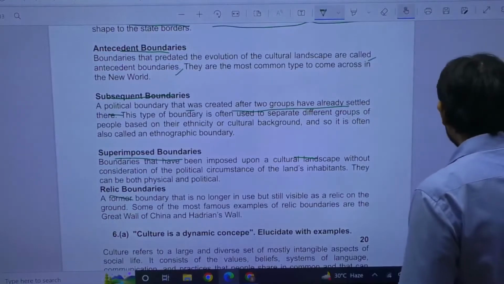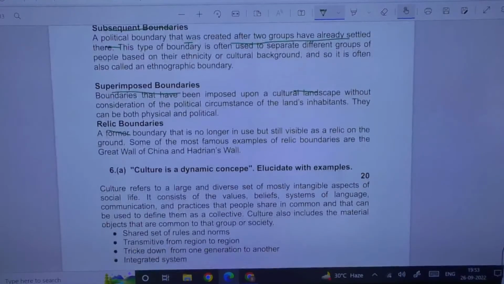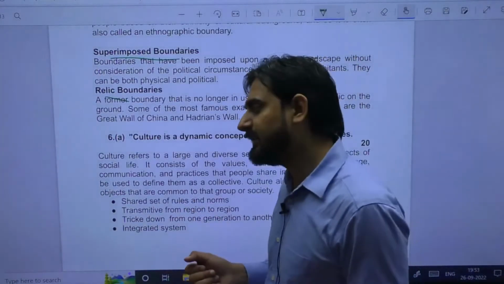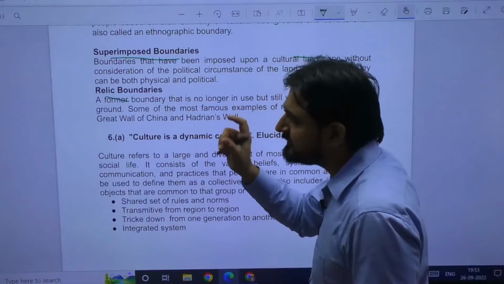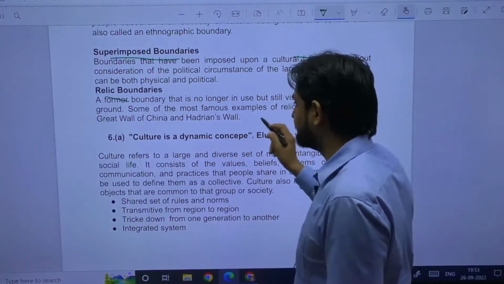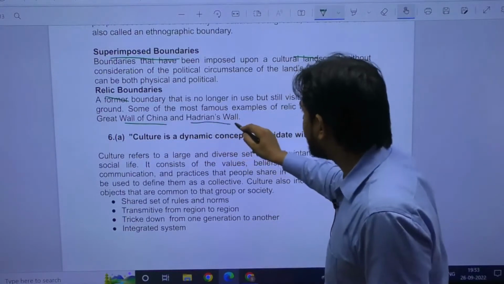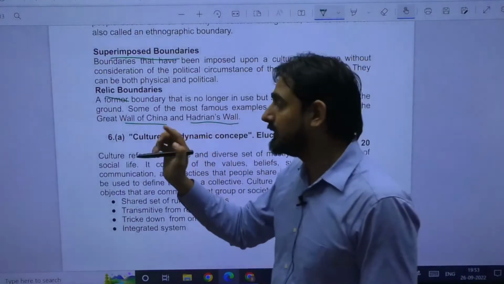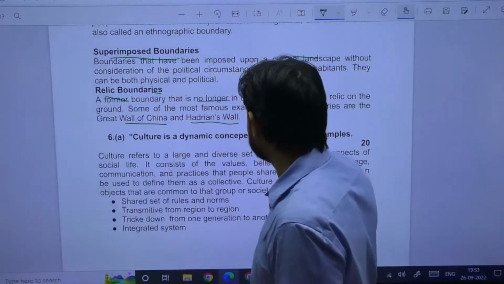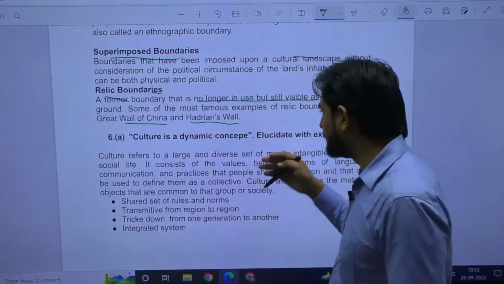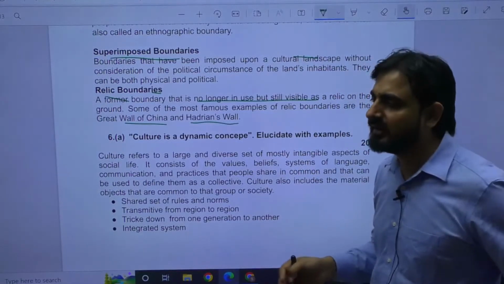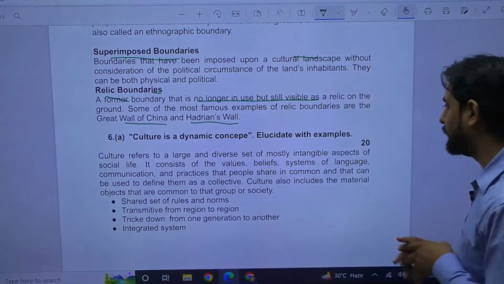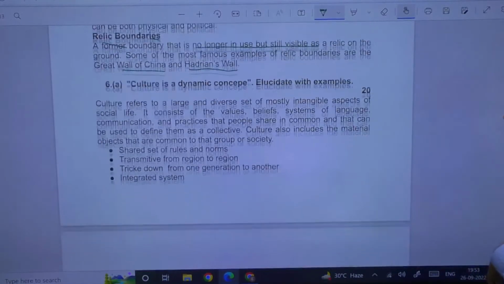Relic boundaries are generally not recognized, not demarcated, but remain as a historic fact, just like the Wall of China, Hadrian's Wall in the Roman Empire to defend the fort. So all such boundaries which are no longer in use at present but just remain as a boundary are relic boundaries.